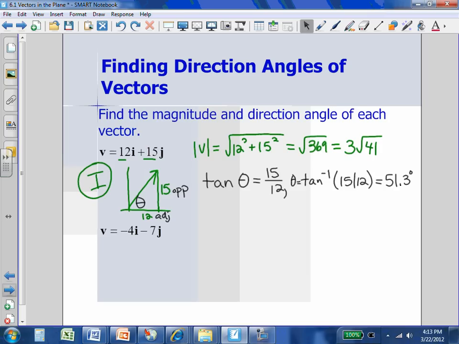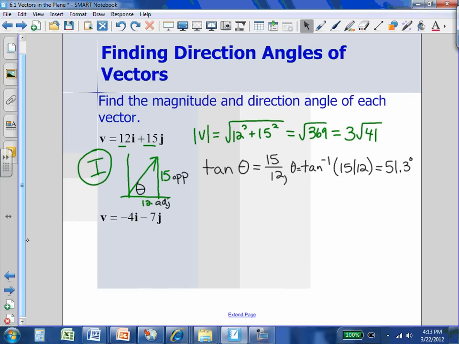Now let's take a look at the second one. Notice that these guys are both negative. That means that we will be down in the third quadrant. So this way is 4, and then we're going to go down 7. So here's our vector. Just a different color. It's going down. We are in quadrant 3. That will be important to us here in a moment.